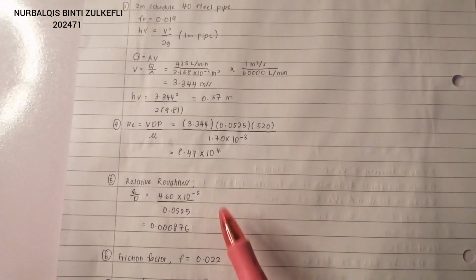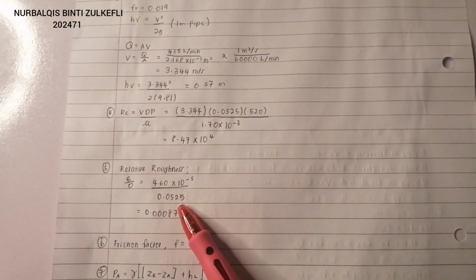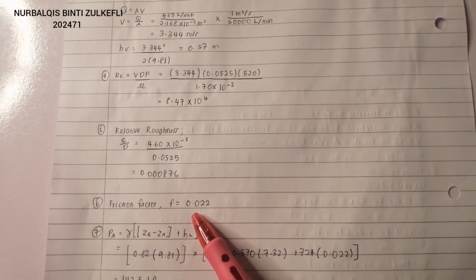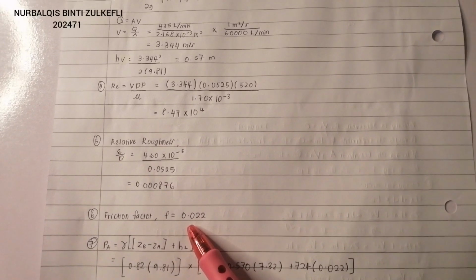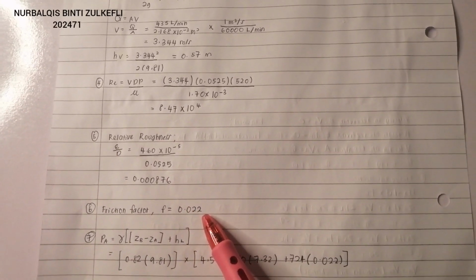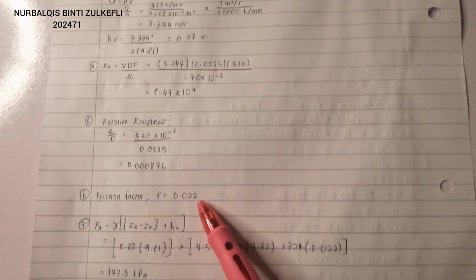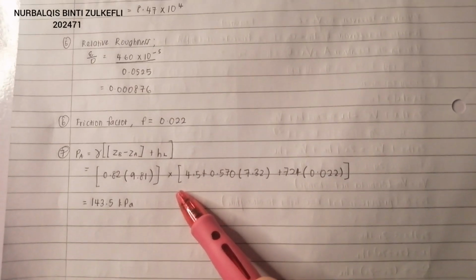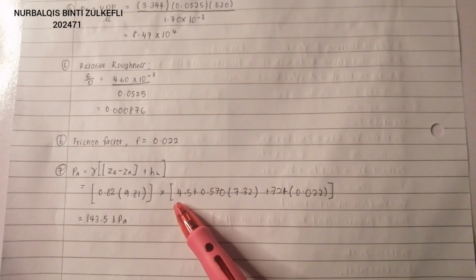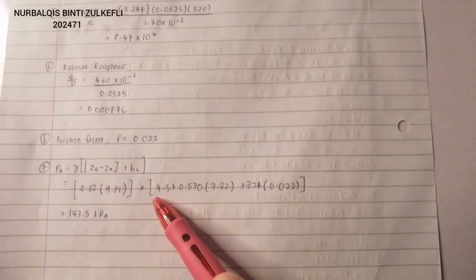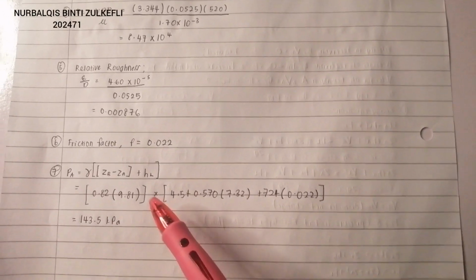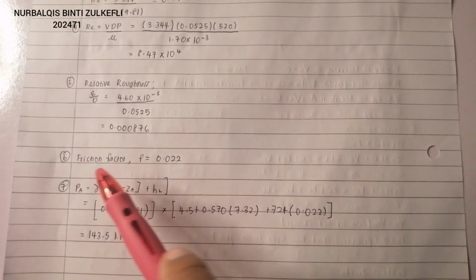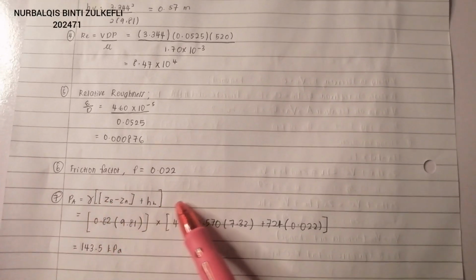Then after we get the Reynolds number and relative roughness, we can get the friction factor from the Moody diagram. So the friction factor for this question is f equals 0.022. Then lastly, we can calculate the pressure at tank A after we find HL. So the final answer is 143.5 kPa. So this is the equation, then the answer.